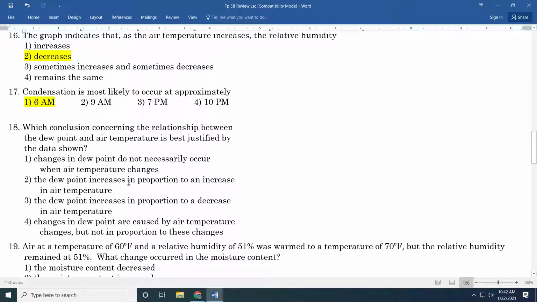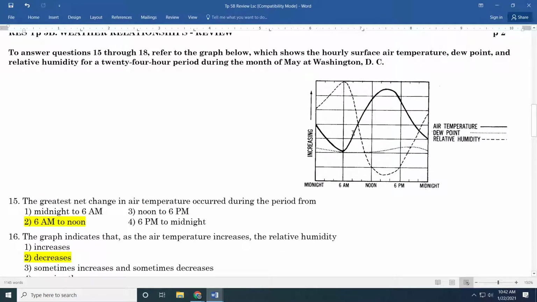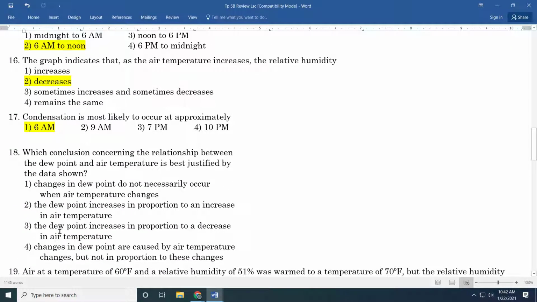The dew point temperature increases in proportion to an increase in air temperature. Well, that's not true. That would mean they go up similar amounts, and that one goes way up and this one stays flat. No, that doesn't work. Dew point increases in proportion to a decrease in air temperature. Again, nope. Changes in dew point are caused by changes in air temperature, but not in proportion to air temperature.